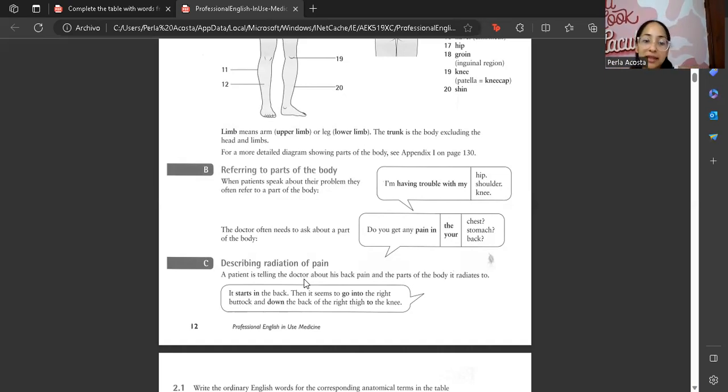Describing radiation of pain. A patient is telling the doctor about his back pain and the parts of the body it radiates to. Okay, the patient says, it starts in the back. Then it seems to go into the right buttock and down the back of the right side to the knee.